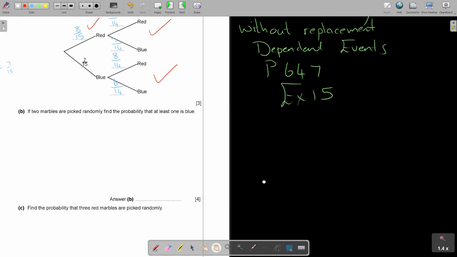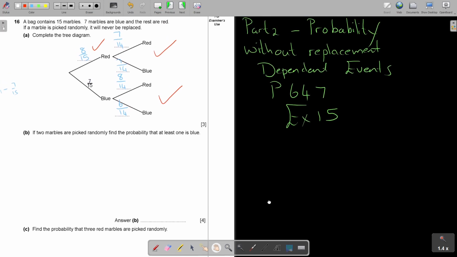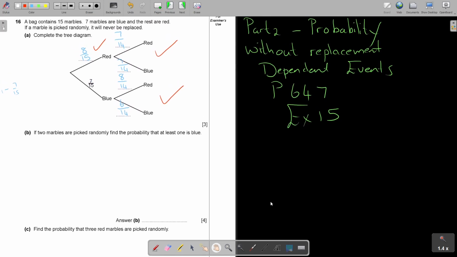Okay, so if 2 marbles are picked randomly, find the probability that at least one is blue. Now, the words at least mean there can be one blue, or 2 blues. Did you see how many? So it's one blue, or 2 blues. So actually the only one that's left out is this one. And this is why I can use another method also. But let's first start with the longer method, I would say.